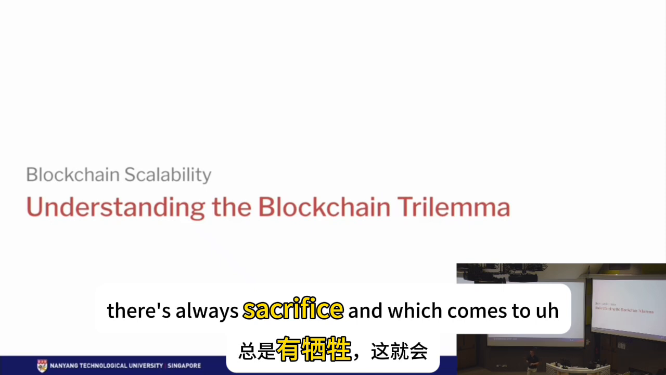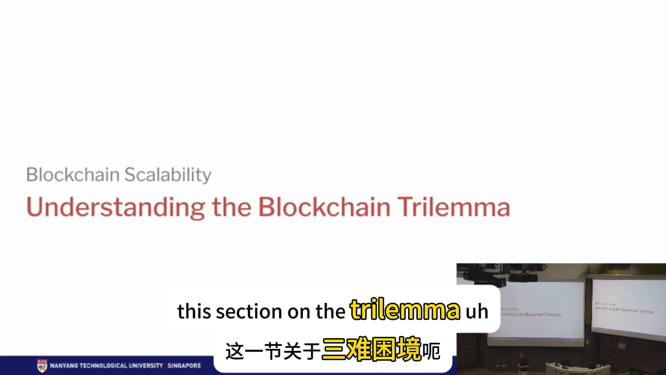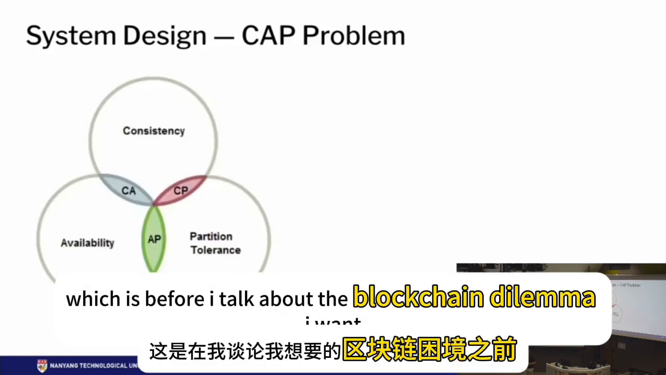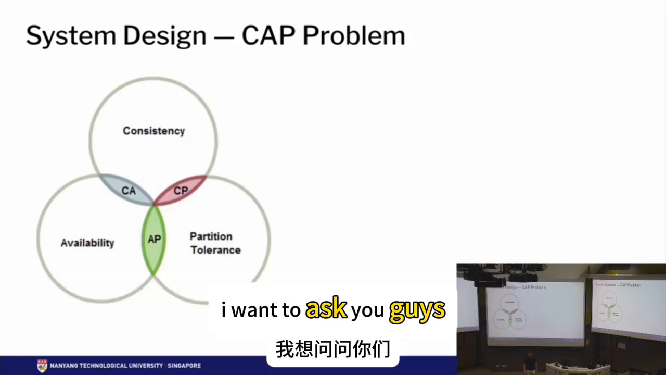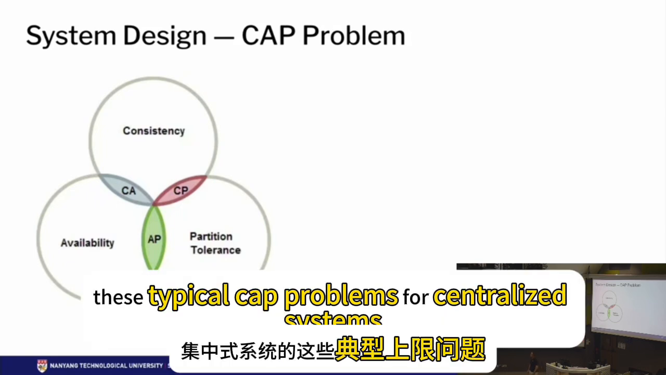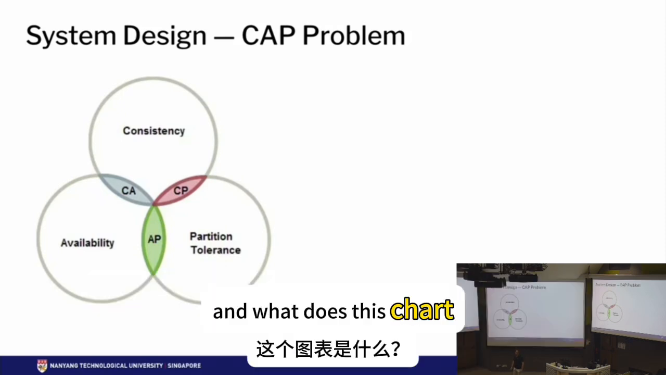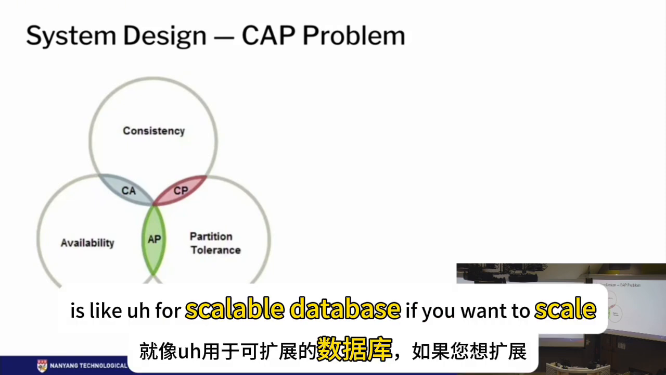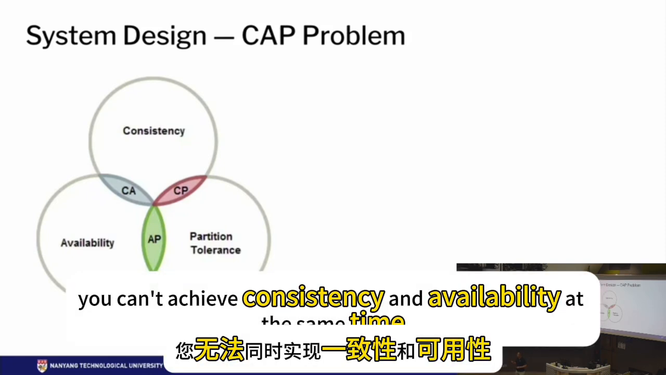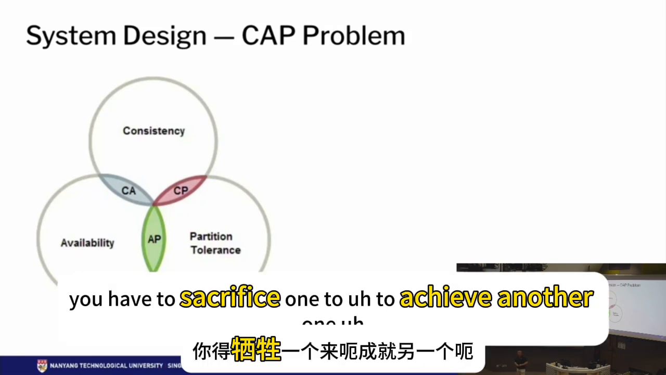Which comes to this section on the trilemma. Before I talk about the blockchain trilemma, I want to ask you guys, do you still remember the typical CAP problem for centralized systems? What this chart is trying to say is that for a scalable database, if you want to scale, you can't achieve consistency and availability at the same time. You have to sacrifice one to achieve the other.